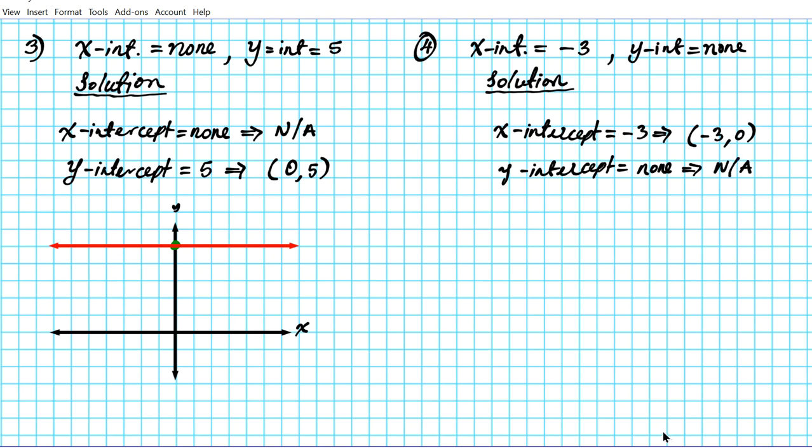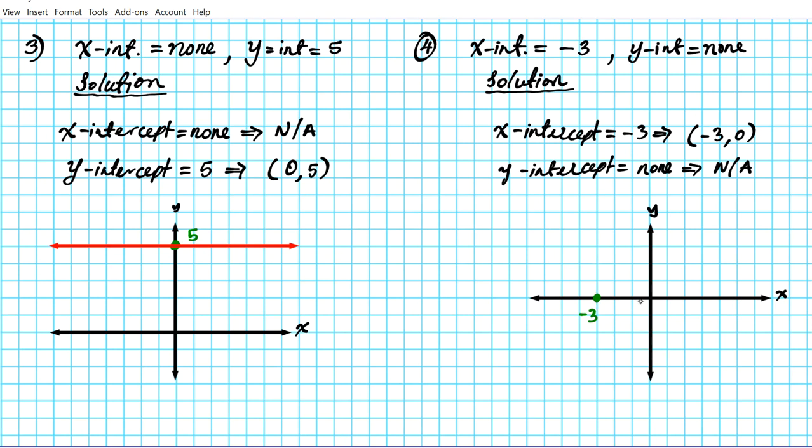Alrighty, so can you visualize what this graph is going to look like? Let's go ahead and firstly graph the intercept we know, which is -3, 0, 1, 2, 3. So you go in the negative direction of the x-axis, so that's -3. So we have a line that goes through this point on the x-axis, but the line never touches the y-axis. So which line goes to this point but never intersects the y-axis?